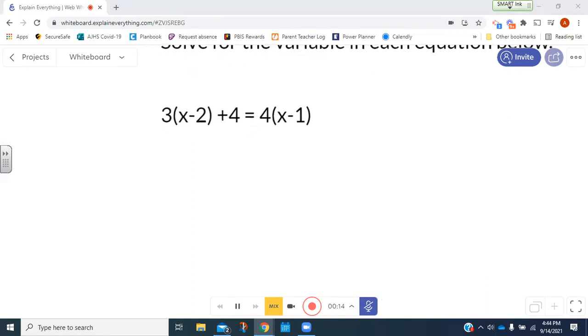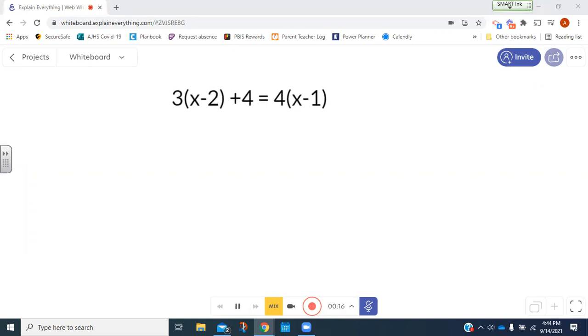So this first one here, if we're trying to solve for x or a variable, we want to be able to get the x's on the same side. And first we notice that each one of these has parentheses, so we know that we're going to have to distribute first. So I'm going to go ahead and rewrite this. So 3 times x is 3x. 3 times -2 is -6, and that plus 4 still stays on that side. On the right side now of our equal sign, 4 times x is 4x, and 4 times -1 is -4.